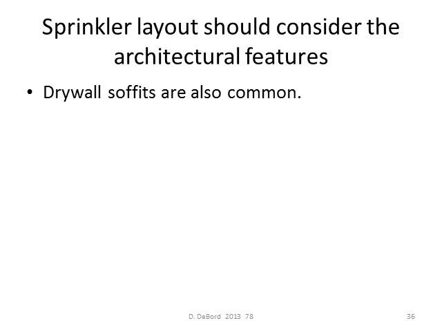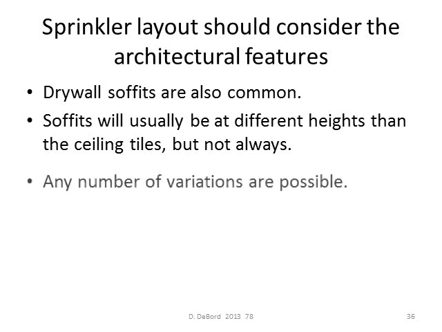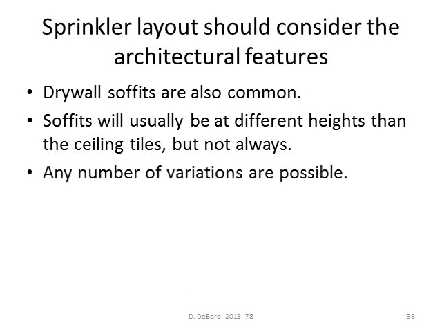Some other architectural features might be drywall soffits. They were very common, and soffits will usually be at different heights than the ceiling tiles, but not always. Sometimes you'll have an acoustical ceiling tile, and then you'll have some drywall at the same elevation, but it's normally going to be higher or lower. Any number of variations are possible.